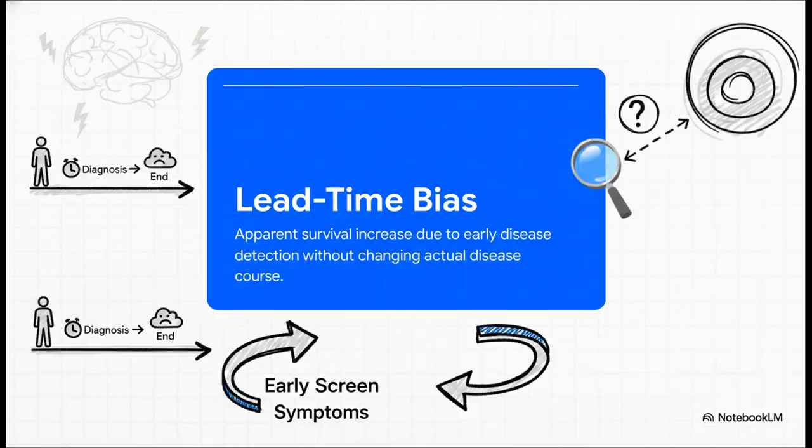Lock it in. This is a textbook example of lead time bias. Because the screening test caught the ALS earlier, the patient technically lives longer knowing they have the diagnosis, but they don't actually live a single day longer overall. Now, don't confuse this with length time bias. That's a completely different trap where a screening test disproportionately catches slowly progressive, much less aggressive forms of a disease, which falsely makes the survival rates look a lot better than they actually are.